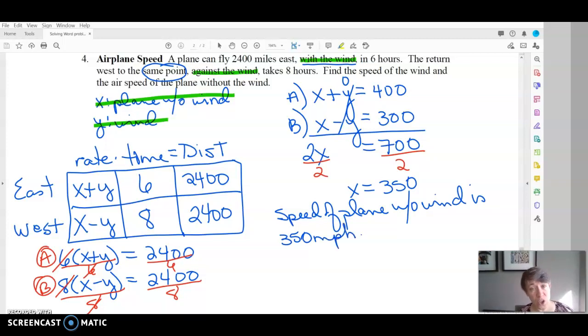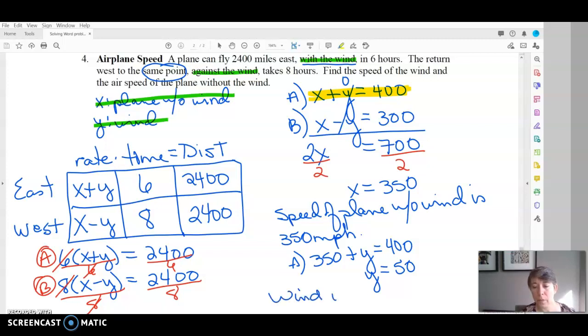But then we also want to know the speed of the wind. So we can use this equation, either of these actually. One of these equations up here, we have the x, we just need to solve for the y. So we can plug in x is 350, and again, this is equation A. 350 plus y equals 400. And so when we subtract 350 from both sides, we get y equals 50. And so we can say the wind is 50 miles per hour.